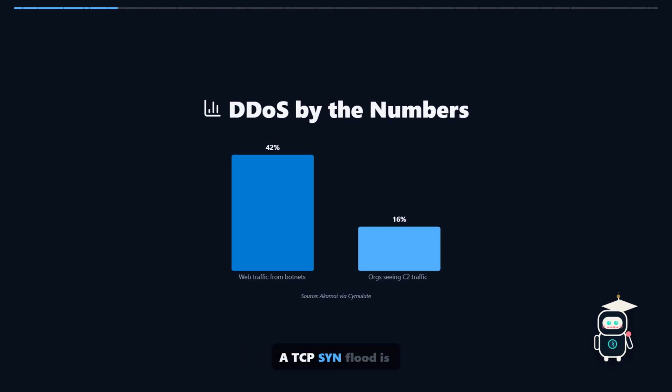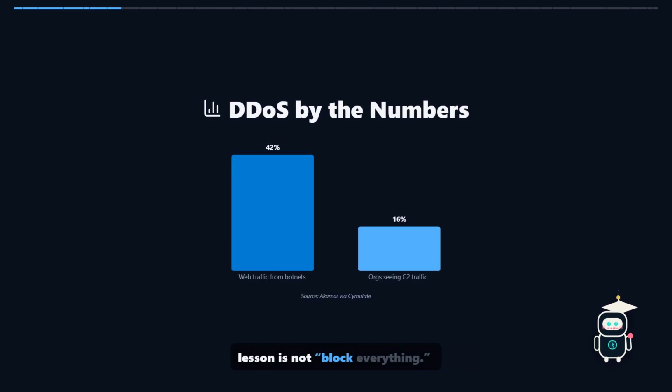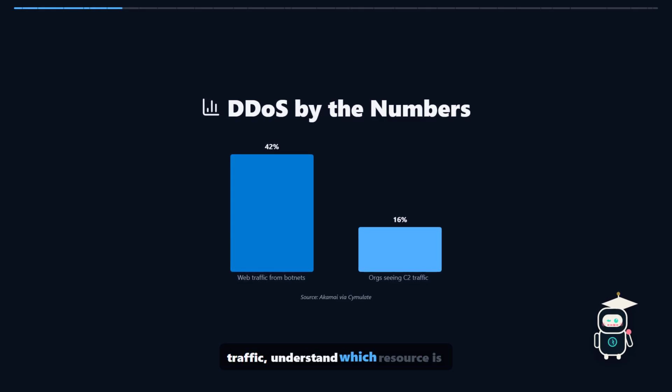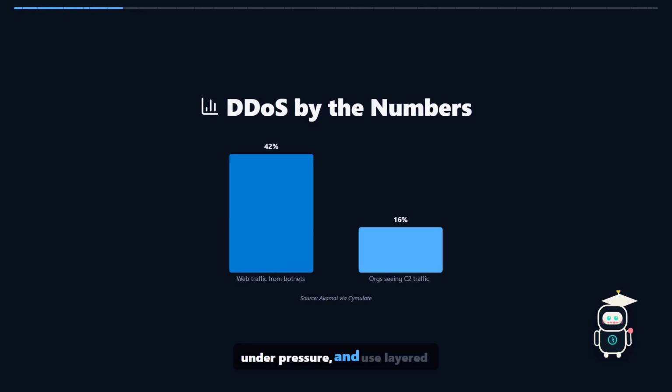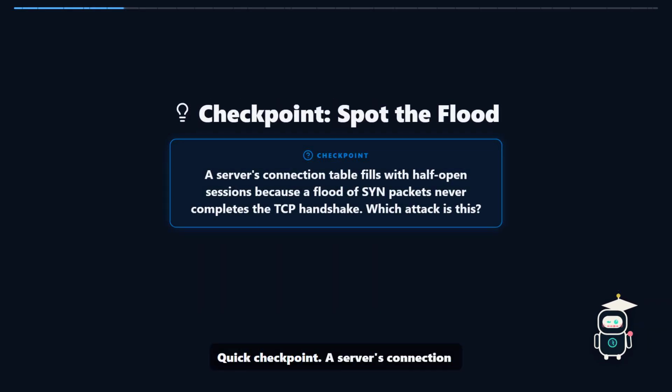A TCP SYN flood is one protocol-level example. It sends many TCP connection requests without completing the three-way handshake, which can consume connection state resources and prevent legitimate connections. The defensive lesson is not "block everything." It is to monitor abnormal traffic, understand which resource is under pressure, and use layered protection appropriate to the attack type. Quick checkpoint. A server's connection table begins filling with half-open sessions.